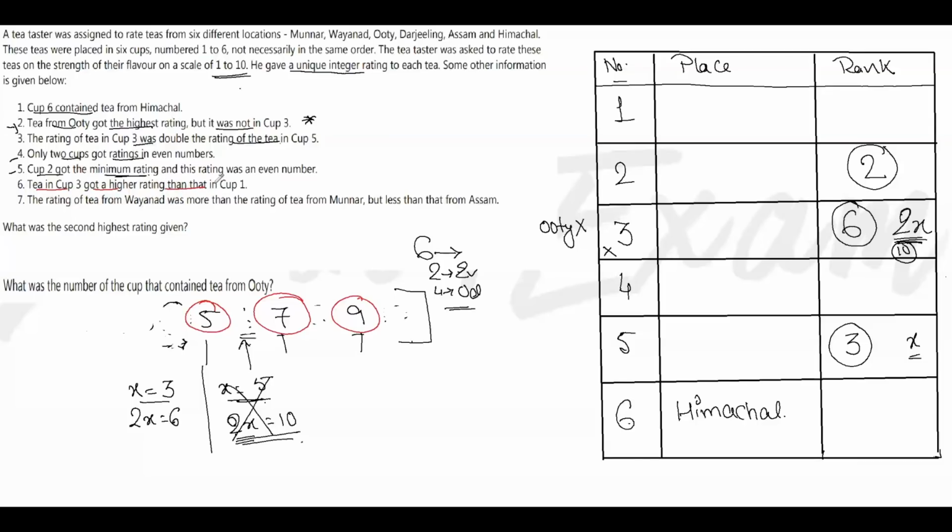Okay, so cup 1 did not have the highest rating because T in cup 3 got a higher rating than it. Now if 6 is higher than whatever number is present here, let's say y should be lesser than 6. Among these three numbers, only one such number is possible, that is 5. So the rating in cup number 1 would be equal to 5. This is also done. I'm left with 7 and 9, and since OT got the highest rating, 9 is with OT.